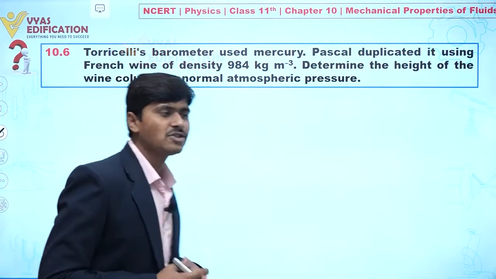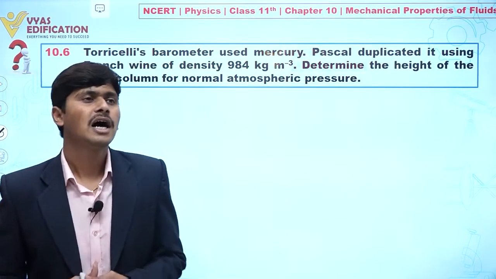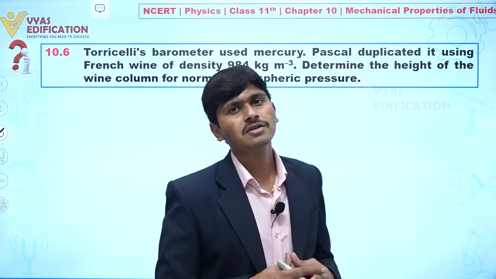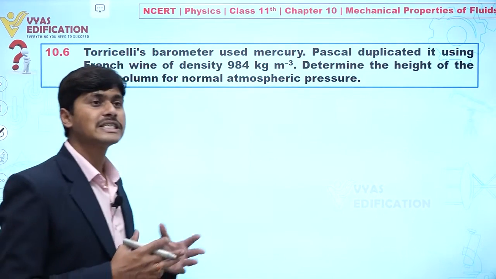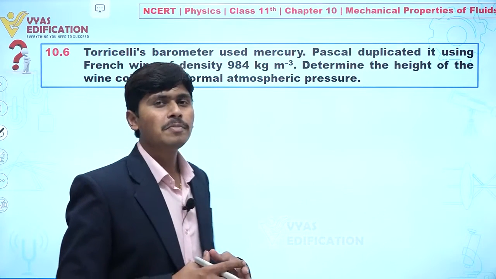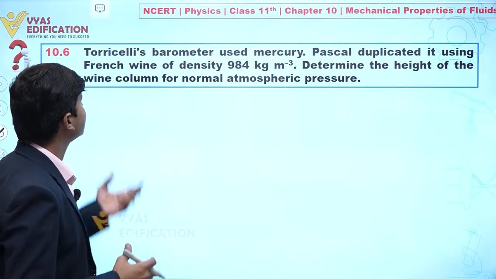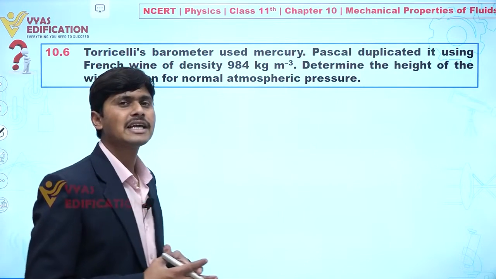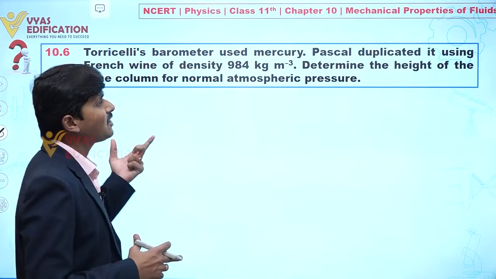Clear? So definitely we know that the atmospheric pressure calculation was done by Torricelli, and from there we are getting the height of a mercury column, that is 760 mm of Hg. Clear, but Pascal actually uses not mercury. Pascal is using here a French wine having density 984 kilogram per meter cube. So now we have to find what is the height of the wine column.